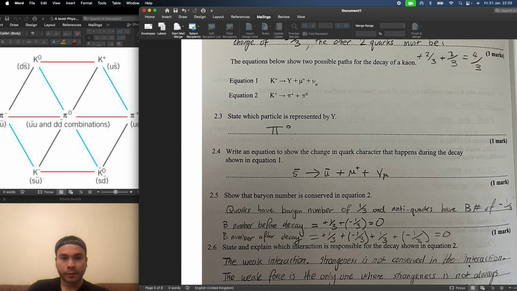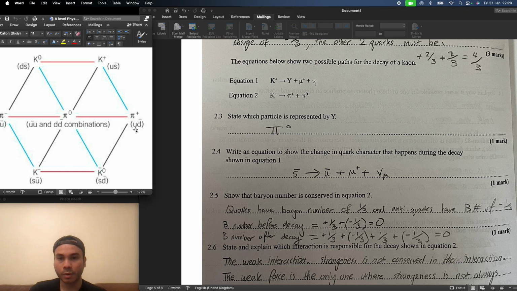Okay, so 2.5, show that the baryon number is conserved in equation 2. So we have the K plus, so we have the u, which is +1/3, plus a -1/3. So baryon number is going to be 0 at the beginning, and it becomes a pi plus. So pi plus, we have +1/3, -1/3 here, plus a pi naught, +1/3, -1/3. They're always going to be that because they're mesons. So it's going to be 0 before and after as well, 0.